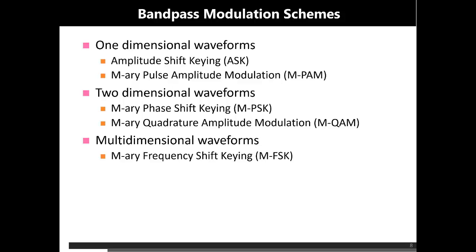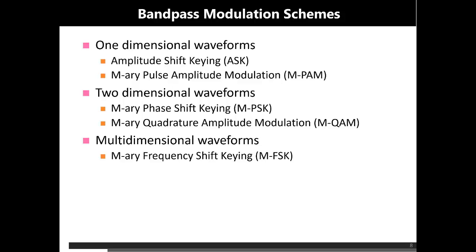And the third category is multidimensional waveforms. Multidimensional waveforms need more than two orthogonal basis functions for the generation of the transmit pulses. Under this category, we have only one scheme, which is M-ary frequency shift keying. So this is the broad categorization or classification of all the bandpass modulation schemes.